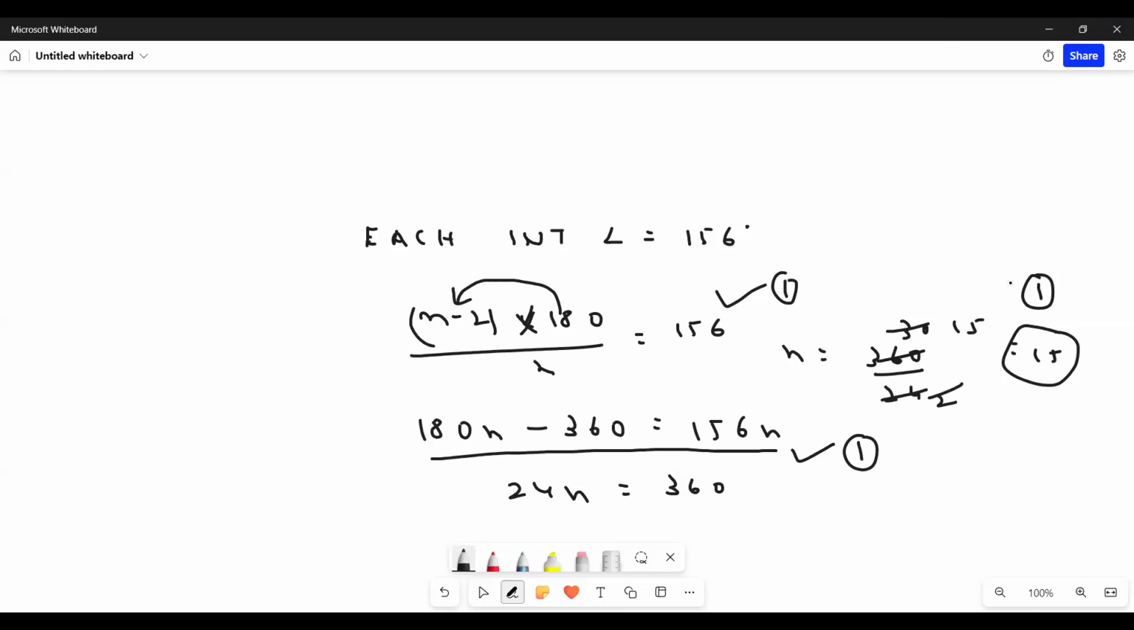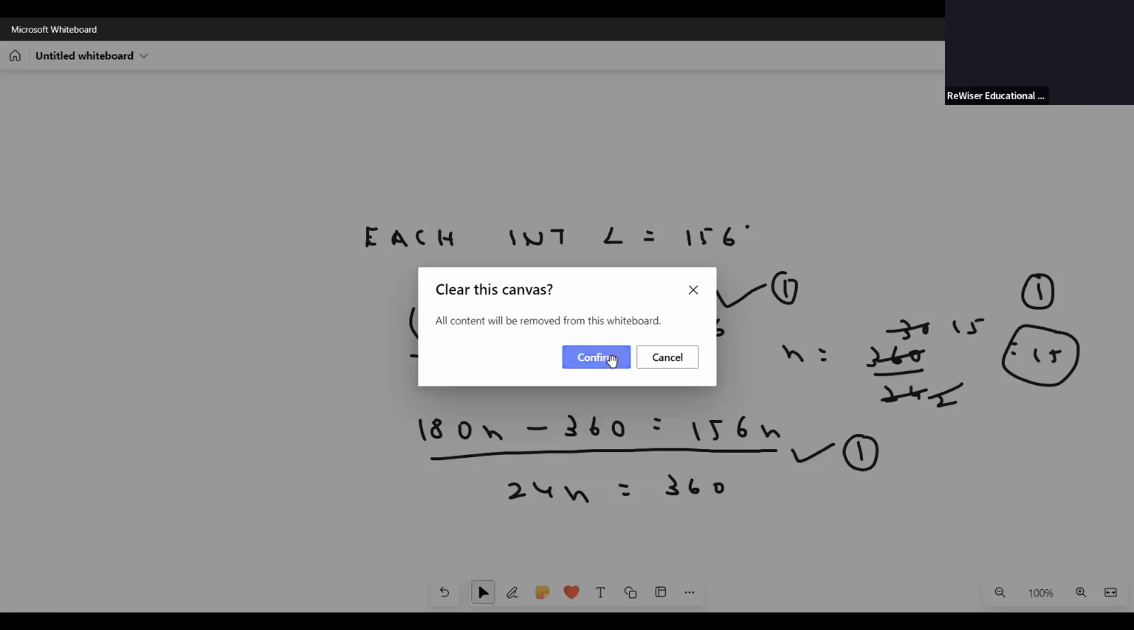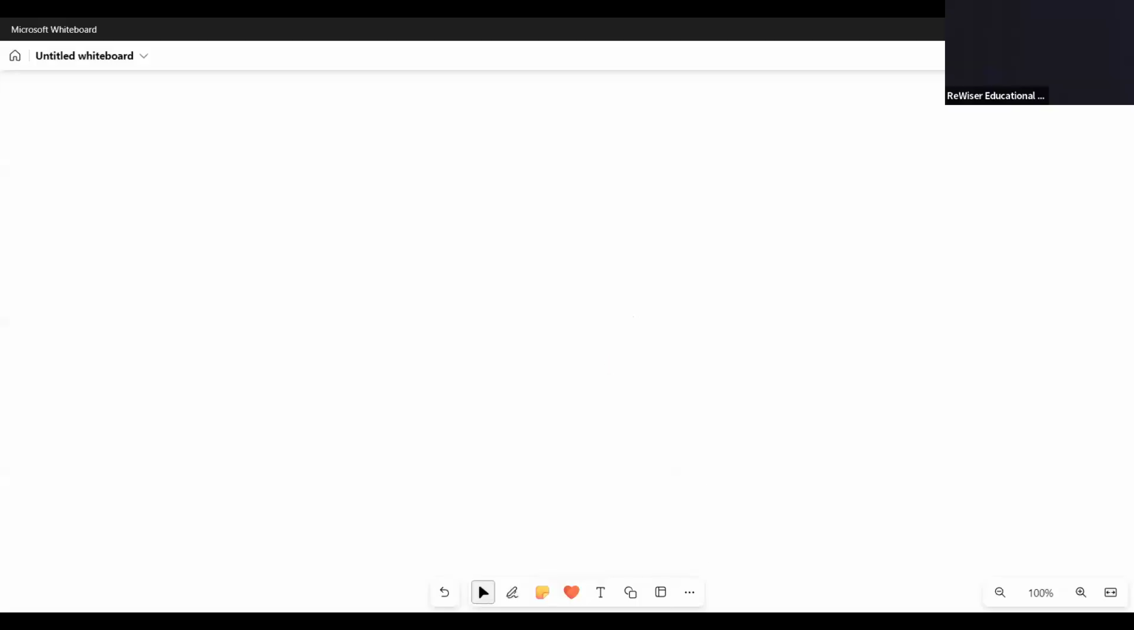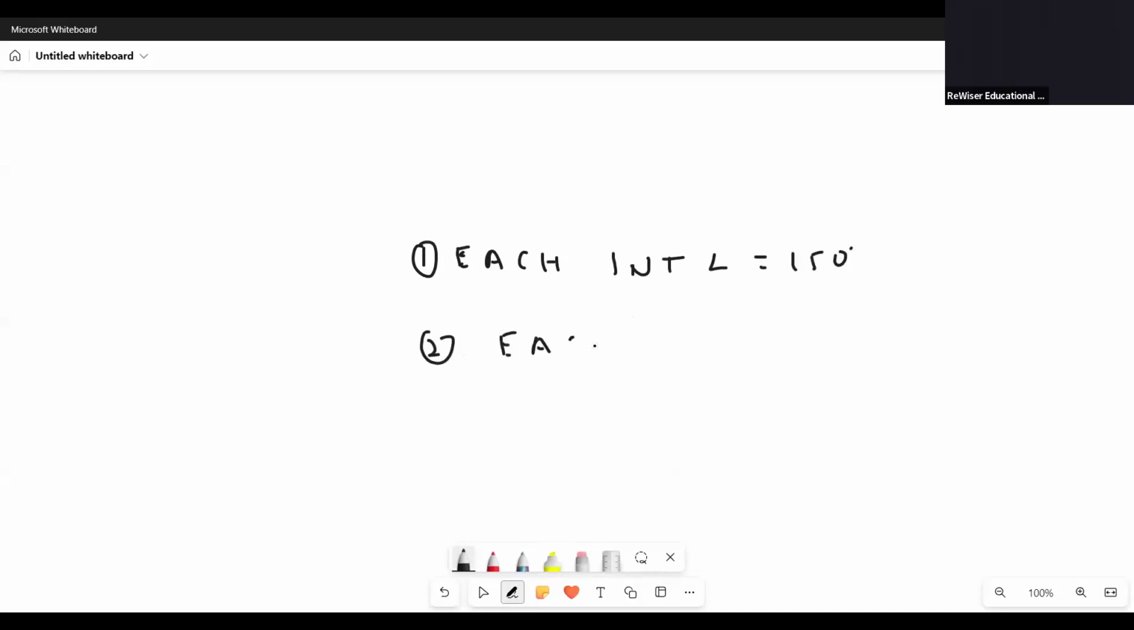Done? Yeah. So I'm erasing this and I'm placing another question of a similar type. I'll give you two, three, so that this part is perfect, right? So the other question based on this is: calculate the number of sides of a regular polygon whose each interior angle is 150. That's one part. The second question says each exterior angle is equal to 40. Tell me an answer for these two.